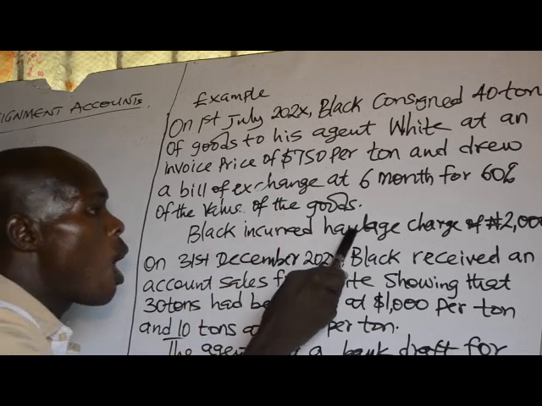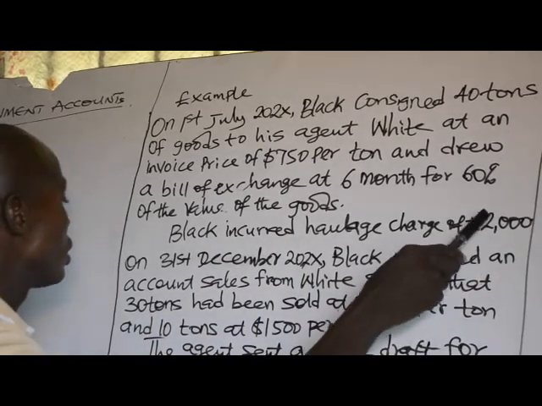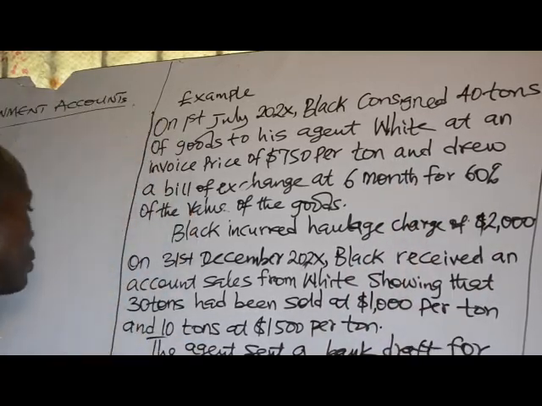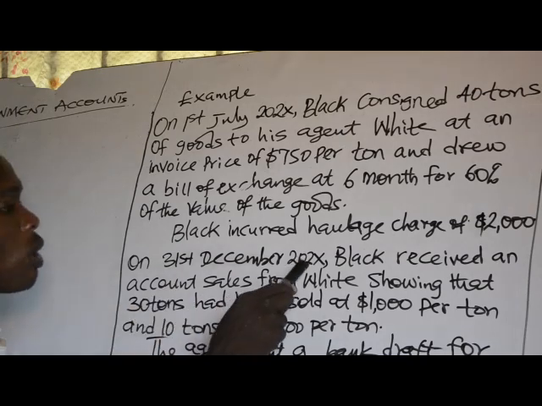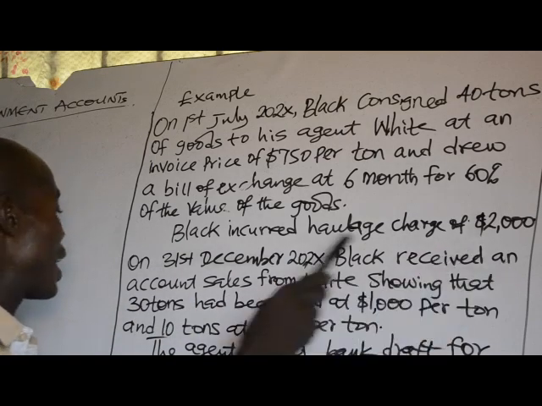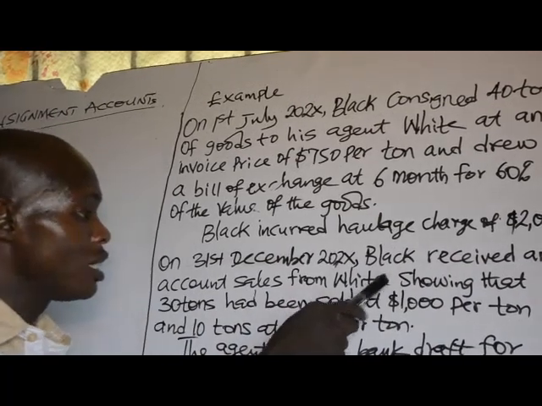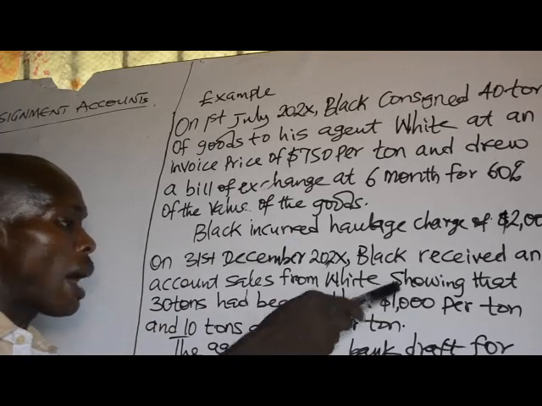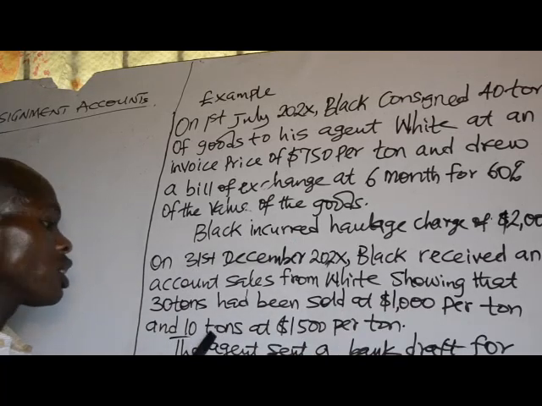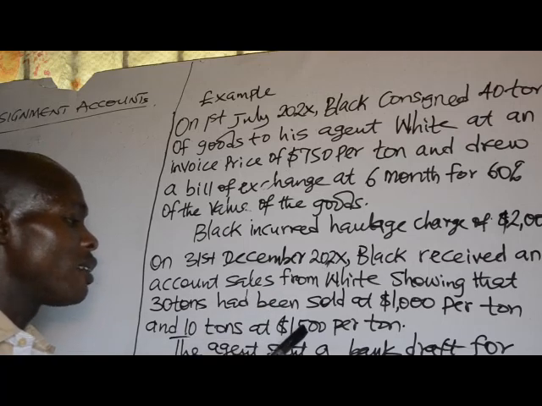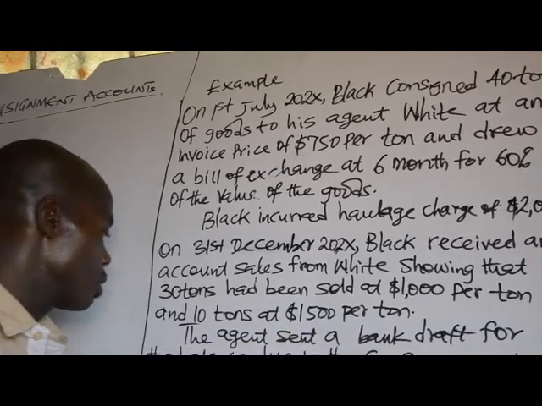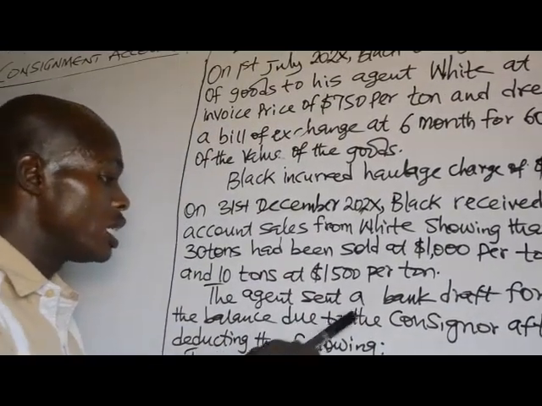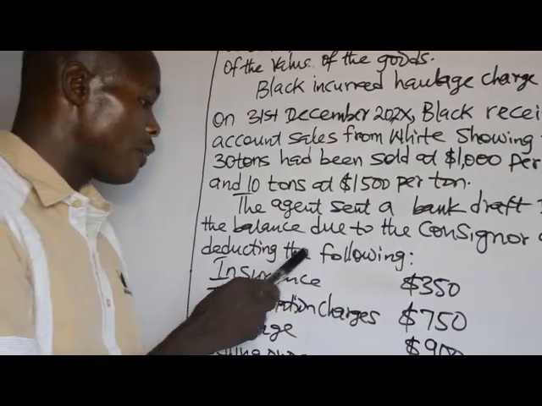Black incurred haulage charge of $2,000. On 31st December 22X, Black received an account sales from White showing that 30 tons had been sold at $1,000 per ton and 10 tons at $1,500 per ton. The agent sent a bank draft for the balance due to the consignor after deducting the following.